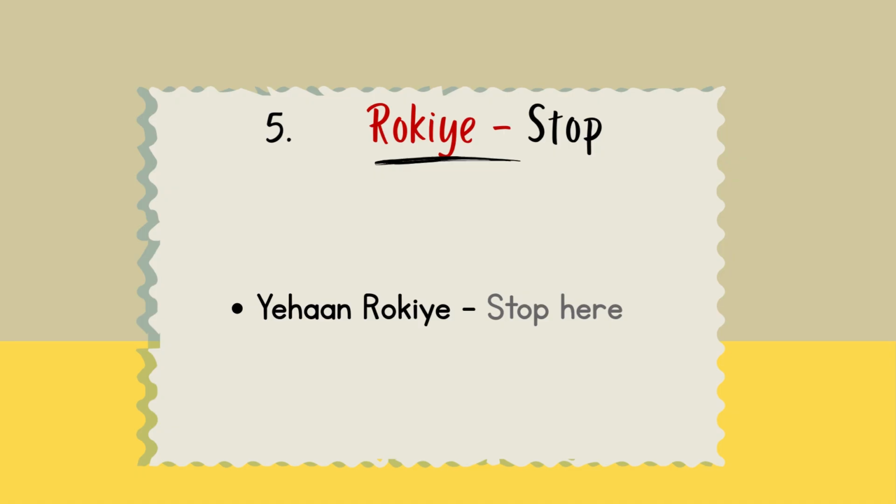Next is if you want to say stop. So it's rokiye, or sometimes we also say roko. Rokiye is the more formal version and the casual version is roko. So rokiye, stop. Yahan rokiye, stop here. Yahan means here. So yahan rokiye, stop here.